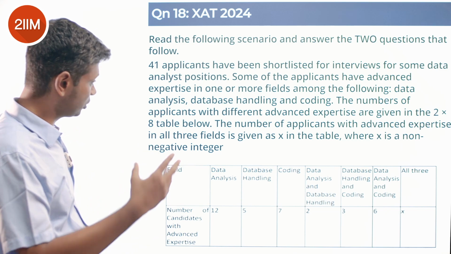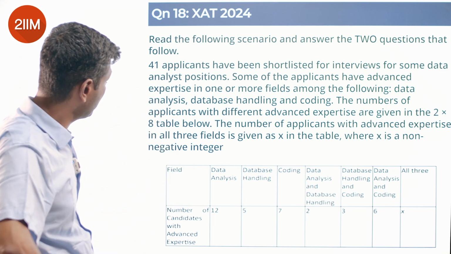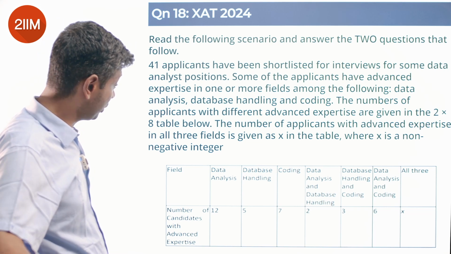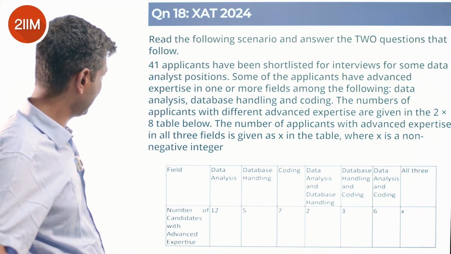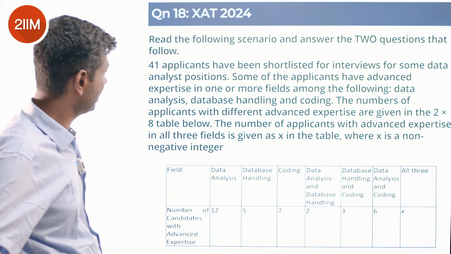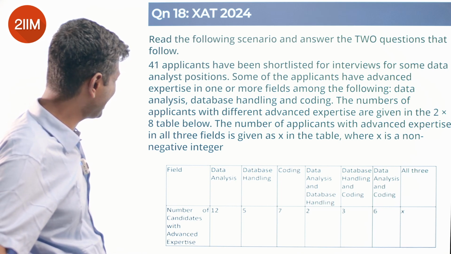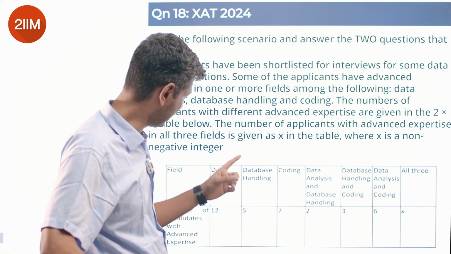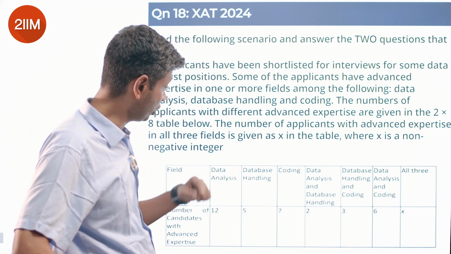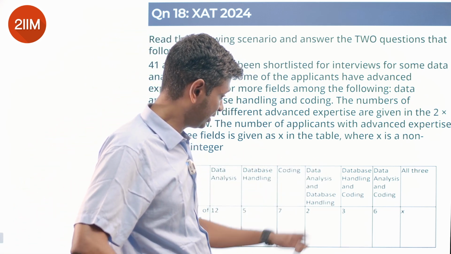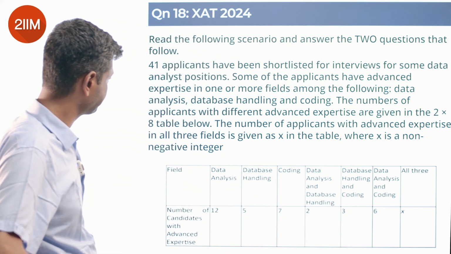And brilliant. Read the following scenario and answer the 2 questions that follow. Grouped questions, interesting questions. 41 applicants have been shortlisted for interviews for some data analyst positions. Some of the applicants have advanced expertise in one or more fields among the following: data analysis, database handling and coding. The numbers of applicants with different advanced expertise are given in the 2 by 8 table given below. So 2 rows and 8 columns. Data analysis, database handling, coding, data analysis and database handling, database handling and coding, data analysis and coding, all 3.